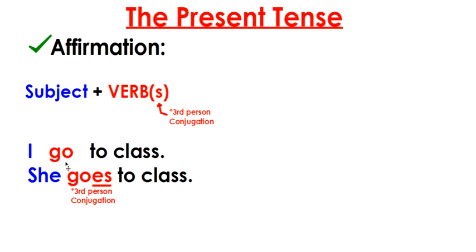Go is the normal verb. But for example, with she, we need third person conjugation. For example, she goes to class. The third person conjugation: goes.